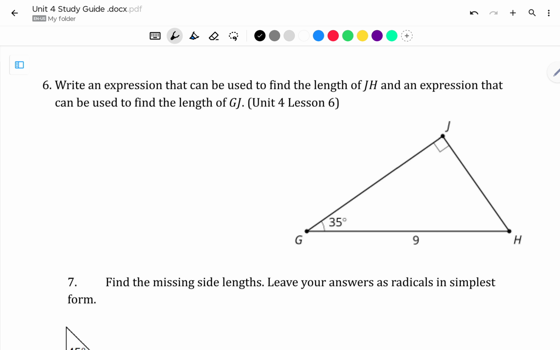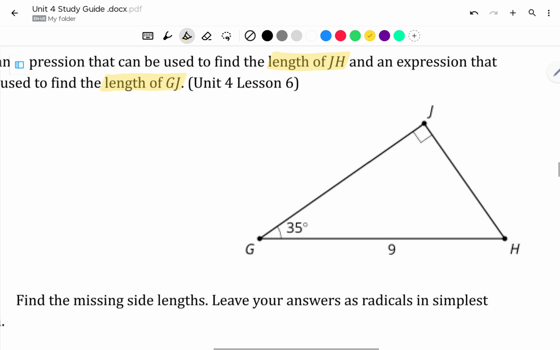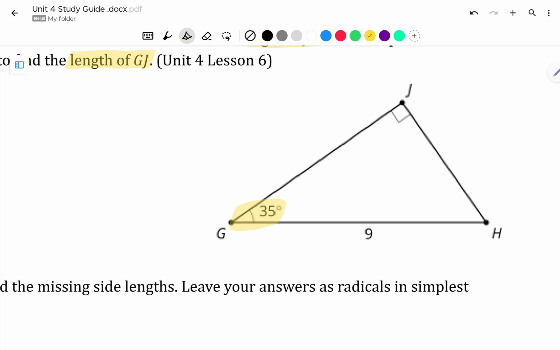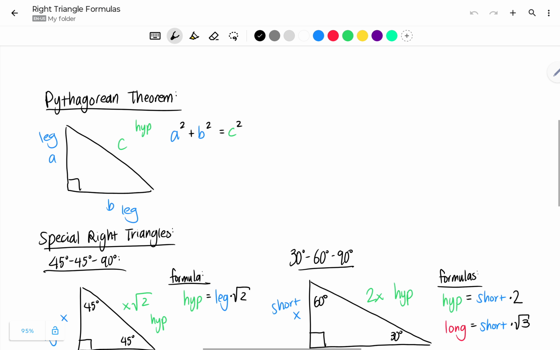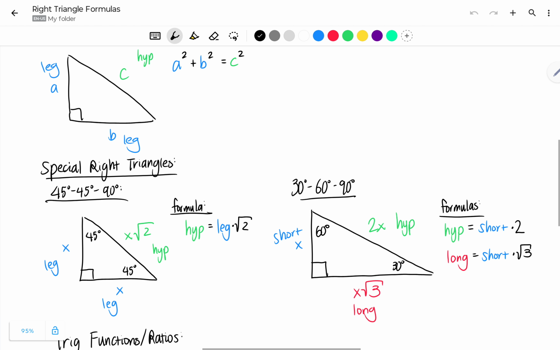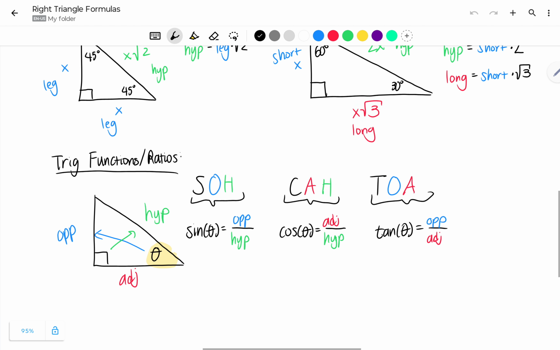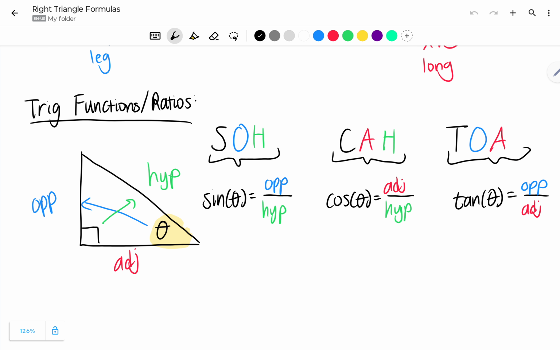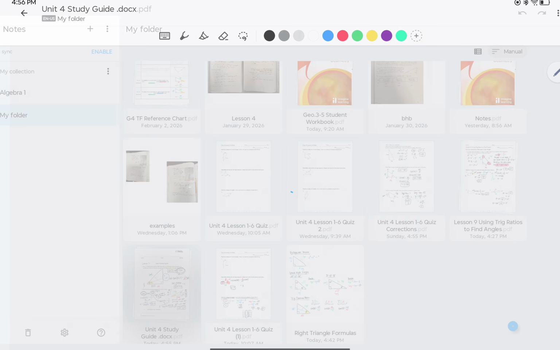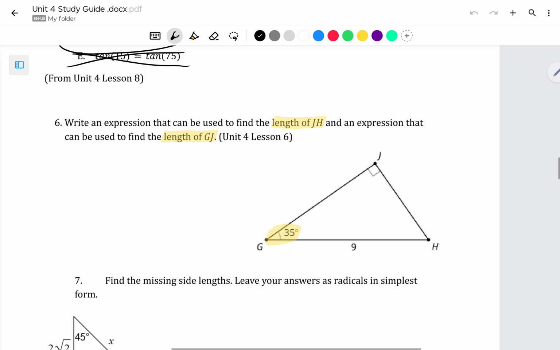Write an expression that can be used to find the length of JH, and an expression that can be used to find the length of GJ. So again, I'm looking at my picture. I see a 35-degree angle. And when I look at my formulas, it doesn't tell me anything about using special right triangles or Pythagorean theorem. If it's an obscure angle, like a random angle, just use trig functions. It's your best bet. So let's set it up.